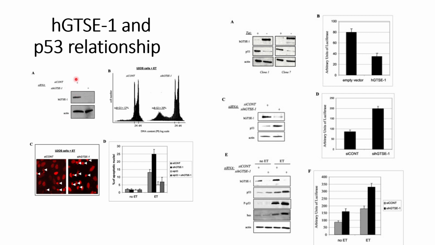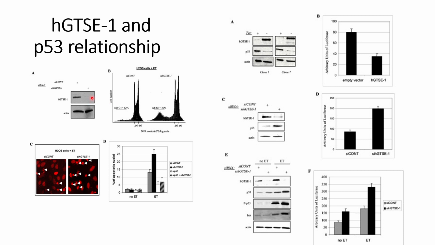When they did it with the control silencing RNA that does not have the silencer for hGTSE, we can see the presence of hGTSE-1. And when they treat the cells with silencing hGTSE, they can see that for 40 hours, hGTSE is almost completely knocked down.